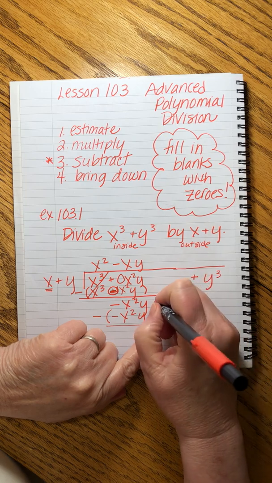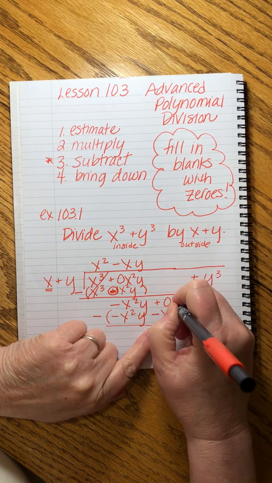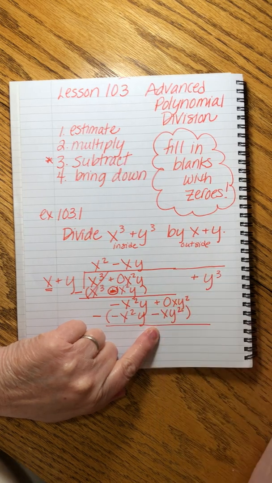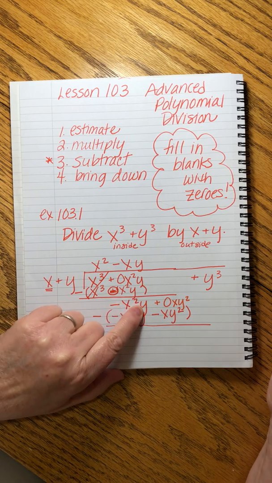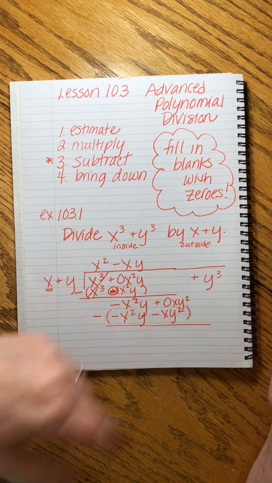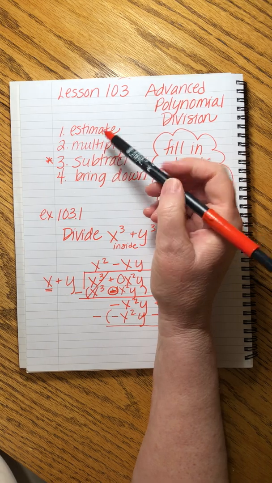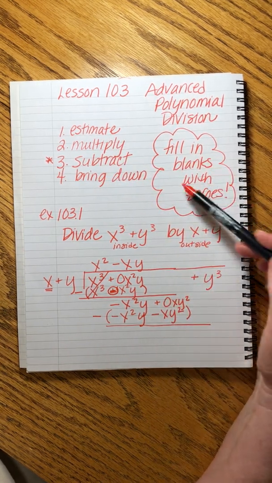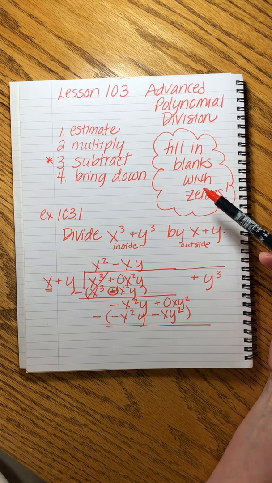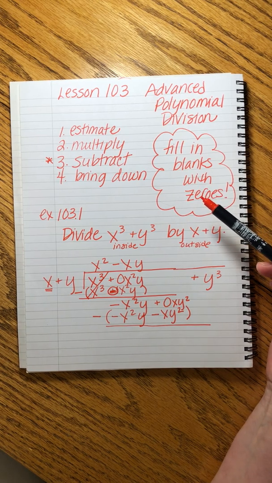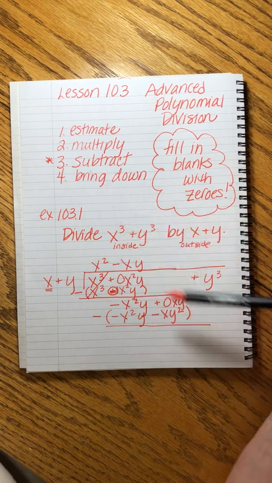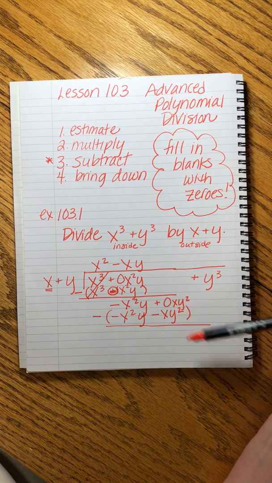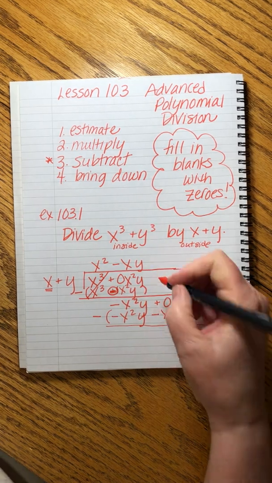I can write plus 0xy squared. Okay, the first one was x squared y. This one is xy squared. It's perfectly fine to do the bringing down or the creating of these new terms after we multiply, because now we know what that term should look like, right? Okay, so I'm going to write it up here too.